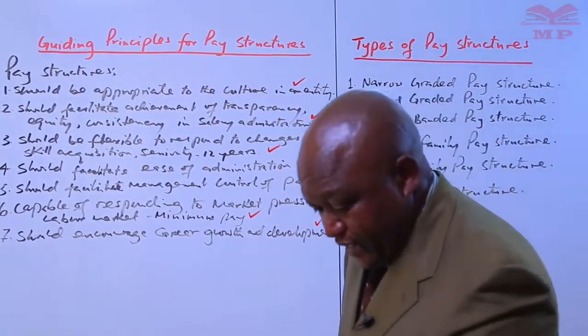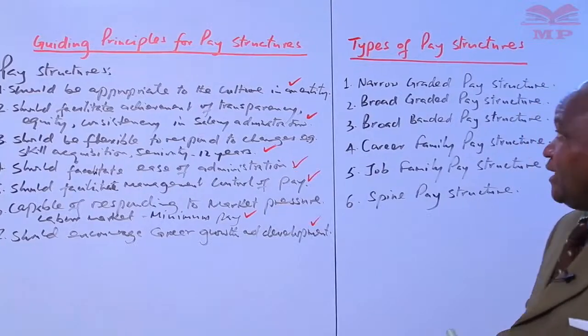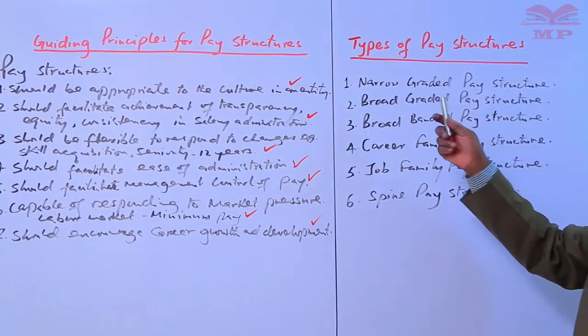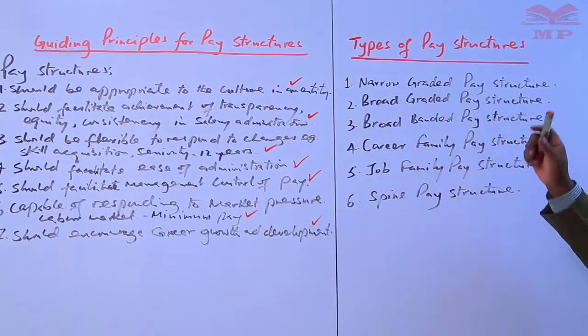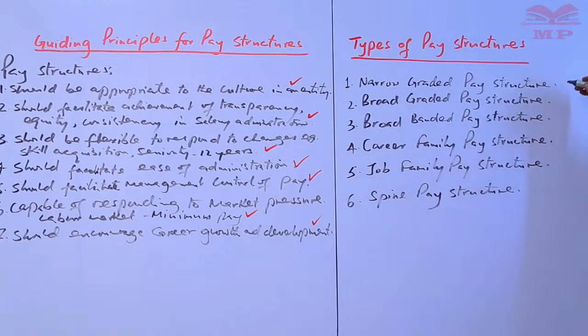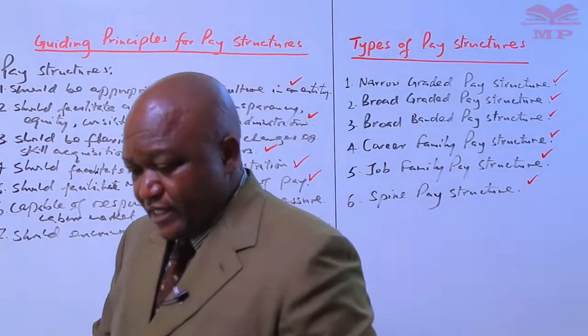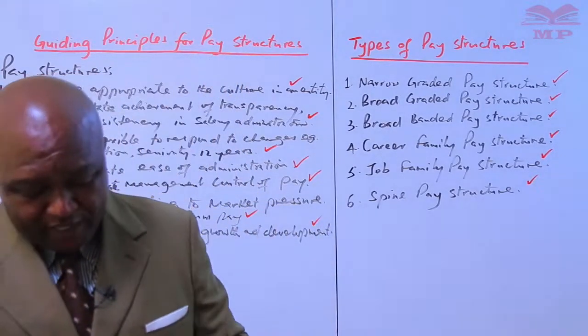Then we have gone ahead and looked at types of pay structures, where we have indicated that there could be number 1, narrow graded pay structure. Number 2, broad graded pay structure. Number 3, broad banded pay structure. Number 4, career family pay structure. Number 5, job family pay structure. Number 6, spine pay structure, that organizations may use maybe independently or in combination.